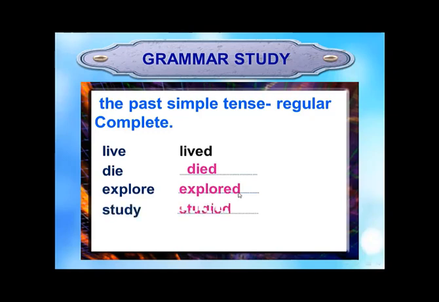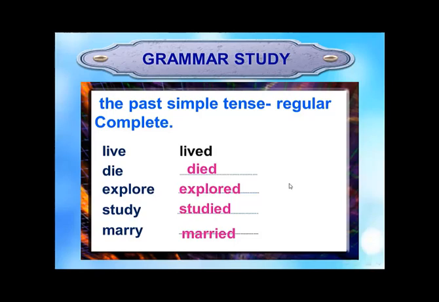Now let's move to study and marry. Look here. Both of them end with y, but they are preceded by a consonant, not a vowel. The D and R حروف ساكنة, not vowels. So that's why we changed the Y into an I and then add ED. Again, delete the Y, change it to an I and then add ED. So live, lived, die, died, explore, explored, study, studied, and marry, married.